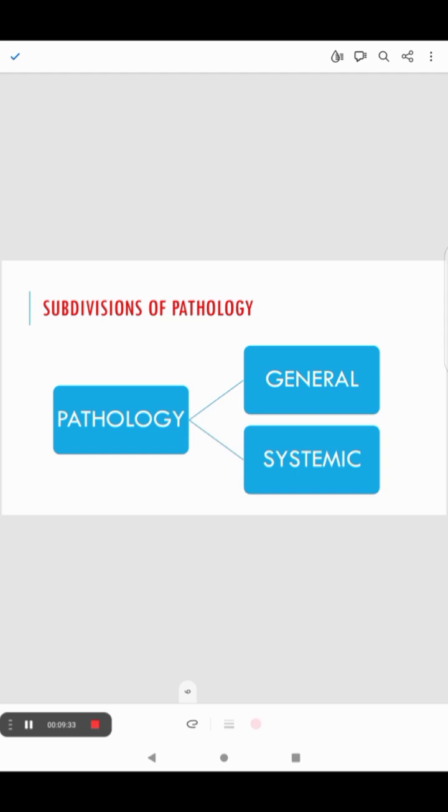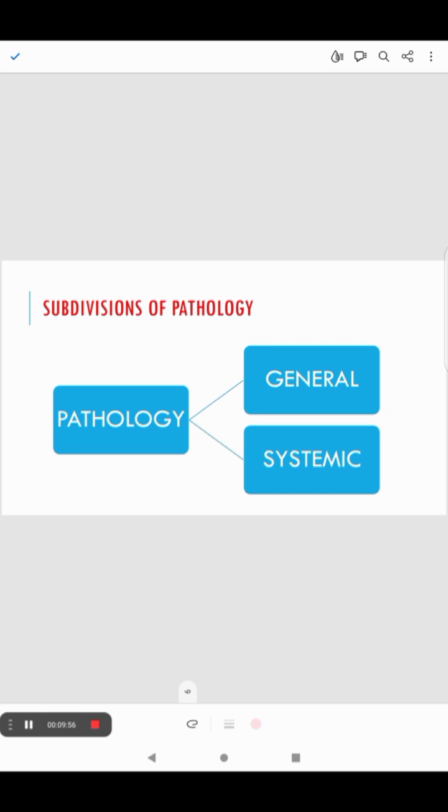Okay. Very important thing, subdivisions of pathology. You'll come across two words in pathology. One is general pathology, another is systemic. General means whenever some stimuli or injury is given to the cell, the basic reactions that happen in the cell at the structural level are considered the basic reactions. What is happening inside the cell, structurally and functionally, what changes are happening, that we study under general.